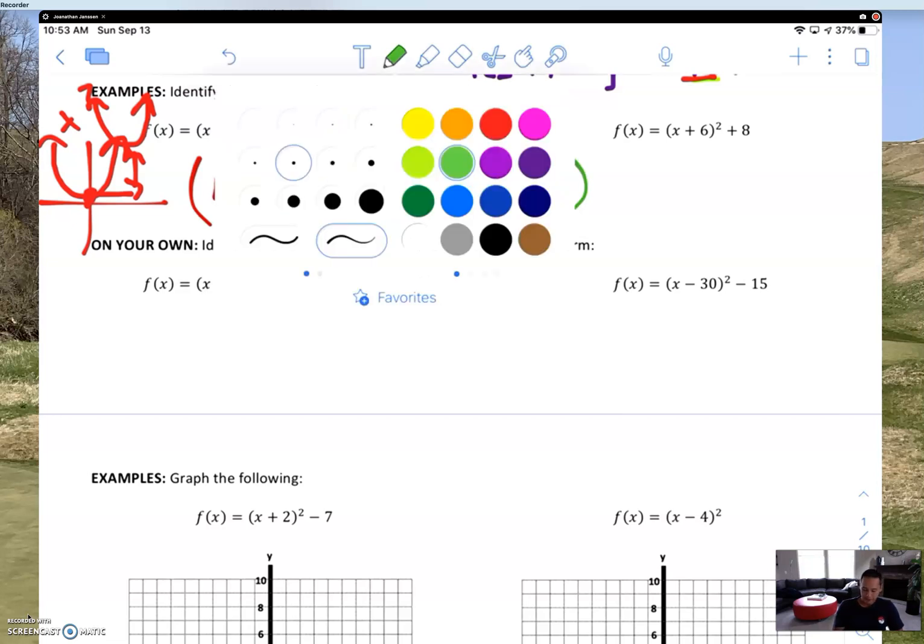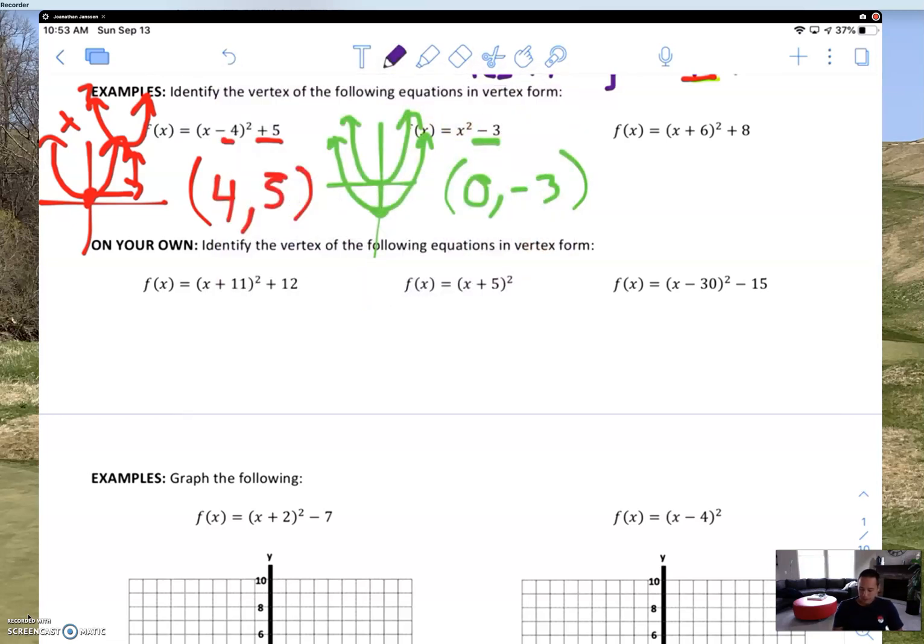And similarly for the last one, again, you would think that the plus 6 is going to be moving it to the right by 6, but it goes the other way. It actually moves it to the left by 6. So it's going to be at negative 6, and then your y-coordinate is going to be at 8.